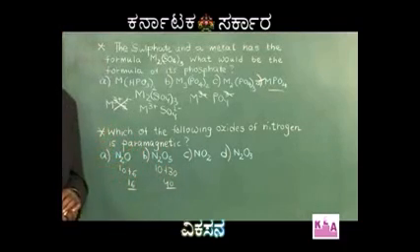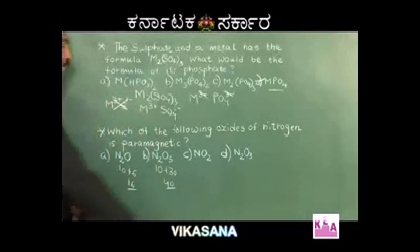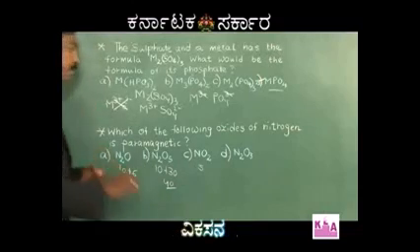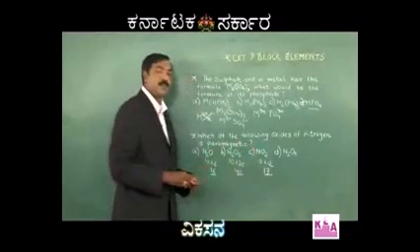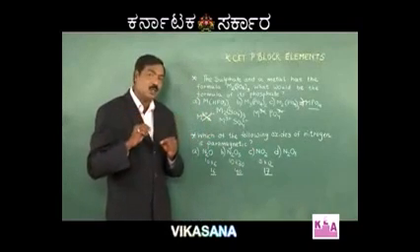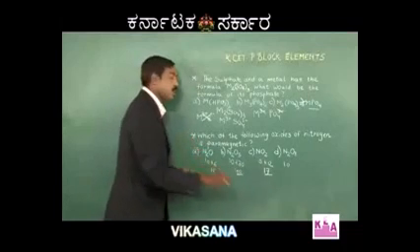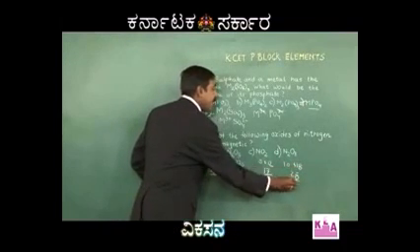Fine. Very good. NO2, nitrogen dioxide. Nitrogen 5. Oxygen 6 into 2 happens to be 12. 12 plus 5 is 17. Option D. Nitrogen 5 into 2, 10. Oxygen 6 into 3, 18. 18 plus 10 happens to be 28.